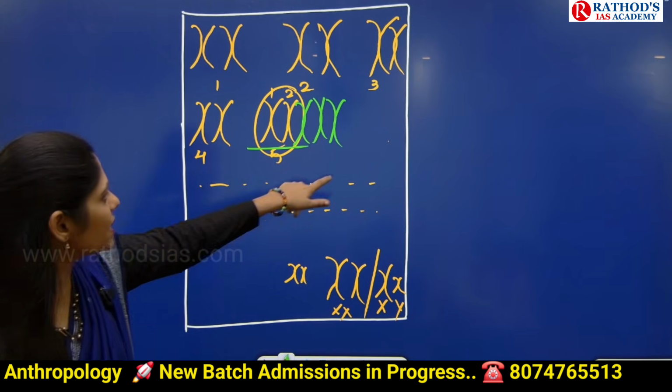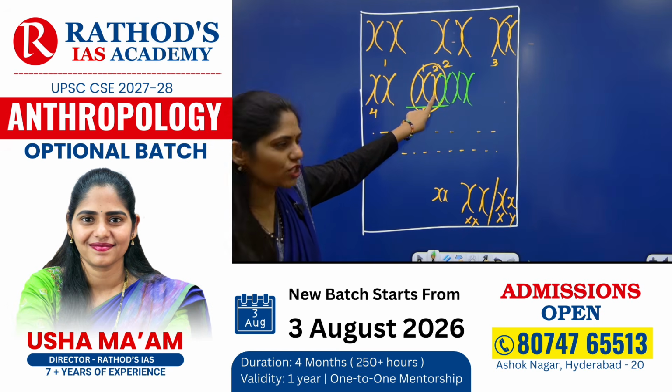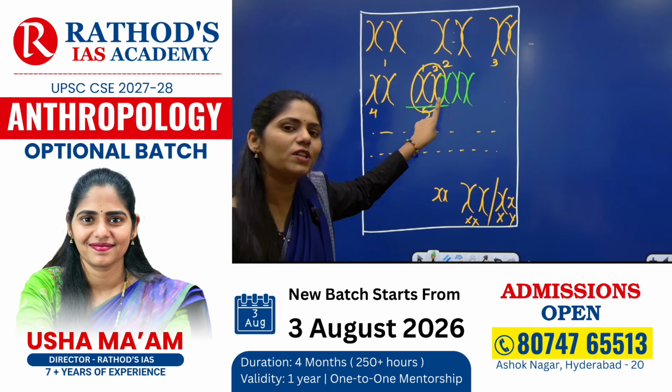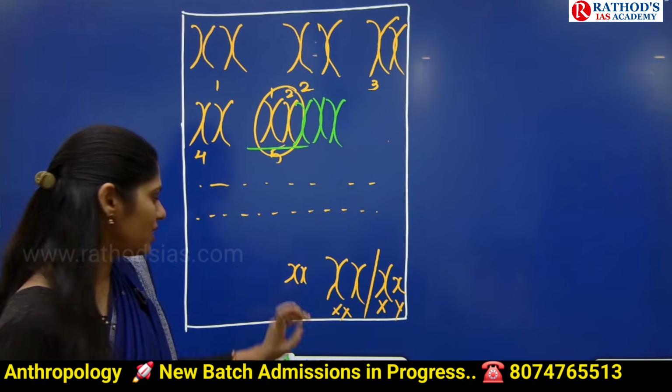So like that, instead of 2 chromosomes, if you are having an extra chromosome, it is called trisome. If you are having 2 extra chromosomes, it is called tetrasome. If it is having 1 more extra chromosome, it is called pentasome.